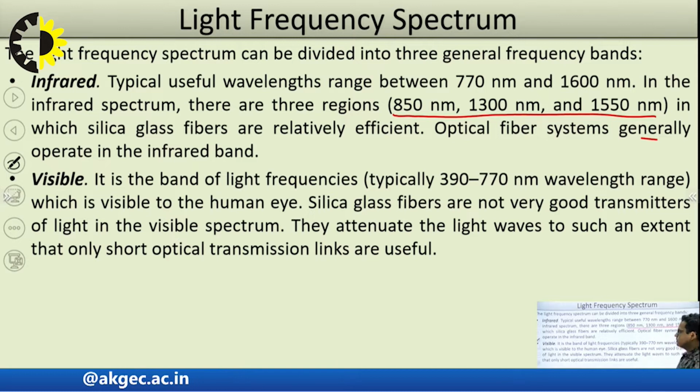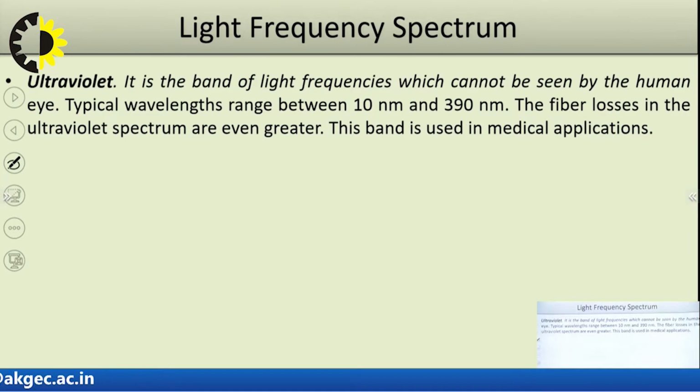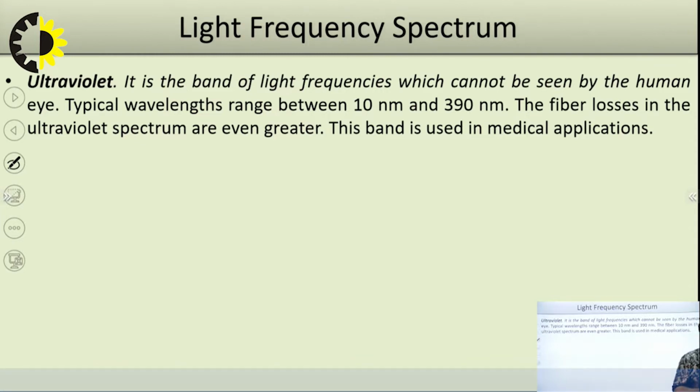Apart from these two regions, we have one more, which is called ultraviolet. The ultraviolet region has a wavelength range from 10 to 390 nanometers. This band is basically used in medical areas. The fiber losses are quite high, so you can't use the ultraviolet spectrum for transmitting information over a larger distance. You can use it in the medical area, for example in the process of endoscopy.